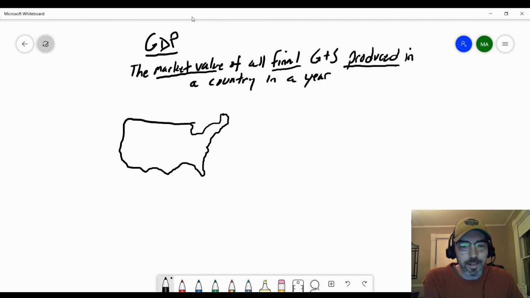And I just want to illustrate something. We're measuring the market value of all final goods and services produced in a country. So if we're thinking about the United States, we want to know about the value of everything produced in this country. Well, why do we focus on production and not necessarily consumption? And here's why. So say this is a real simplification here, but let's say we have a person. We'll put them right here close to where we live, maybe.